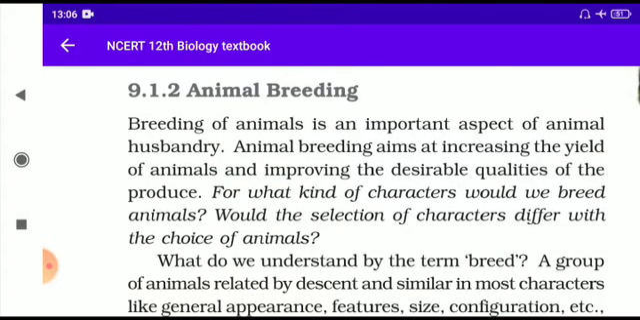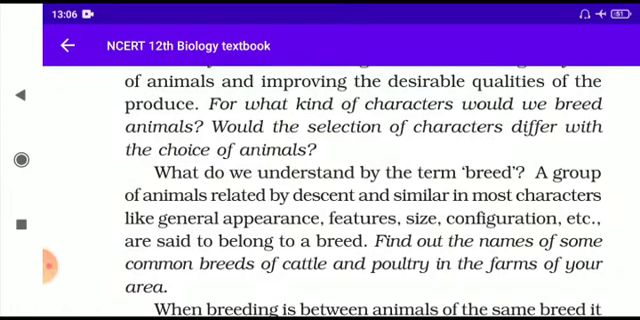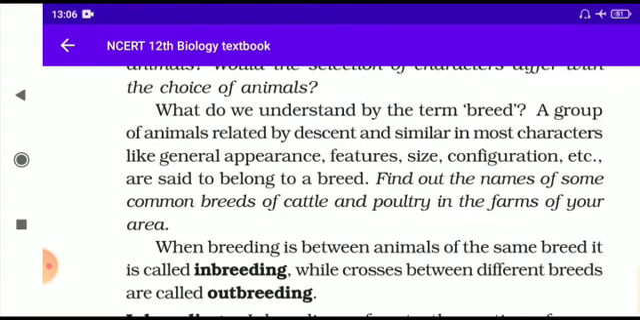Would the selection of characters differ with the choice of animals? What do we understand by the term breed? Generally, a group of animals related by descent and similar in most characters like general appearance, features, size, configuration, etc. are said to belong to a breed. Find out the names of some common breeds of cattle and poultry in the farms of your area.